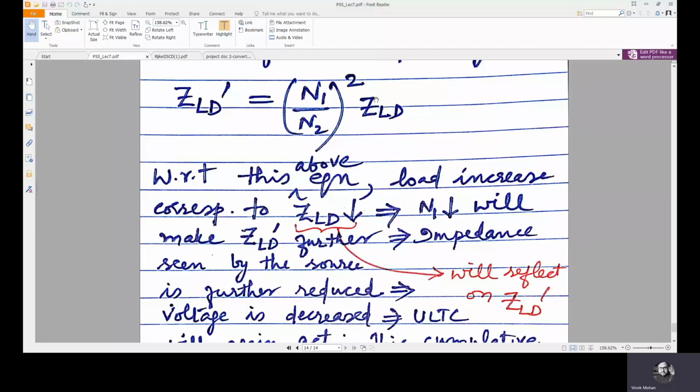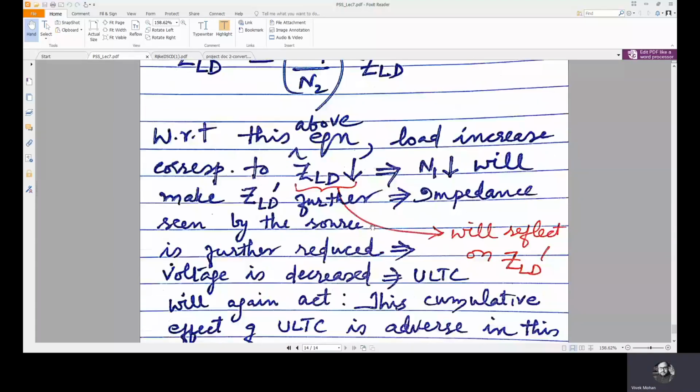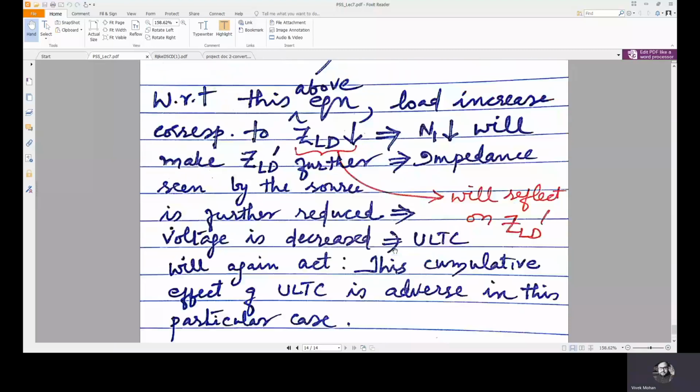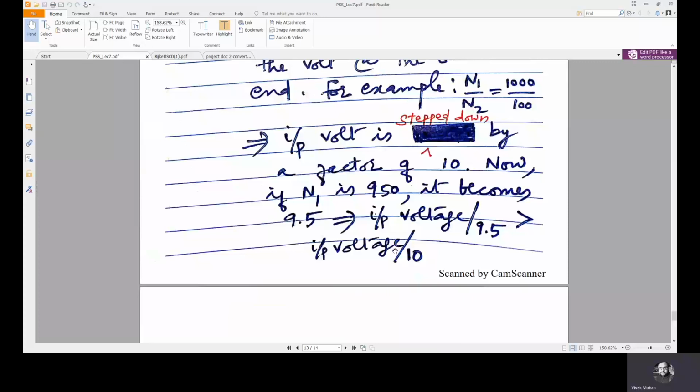Whenever load increase is there, receiving end voltage reduction is there, and turns ratio change is there, which will reduce the impedance seen by the source, which will further reduce the receiving end voltage, and further variation in turns ratio. So voltage is basically cumulatively reduced, and finally the voltage value may move to a very low value and the system may end up in an adverse situation. This is the cumulative effect of underload tap changes on voltage stability.